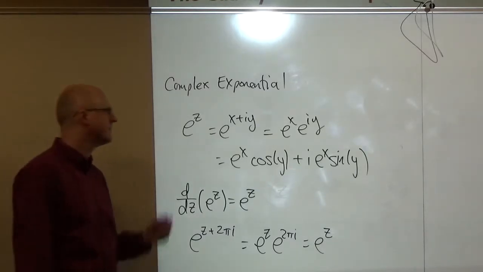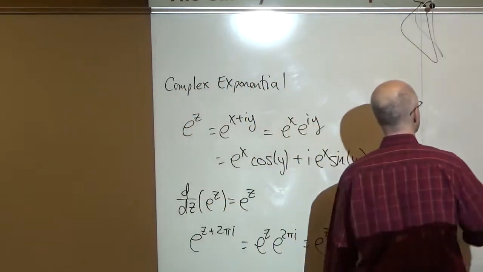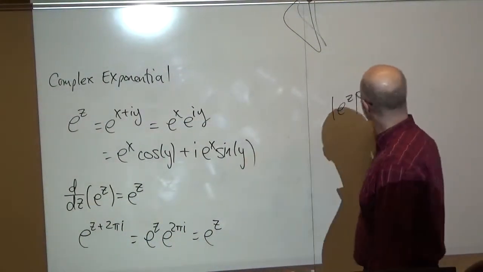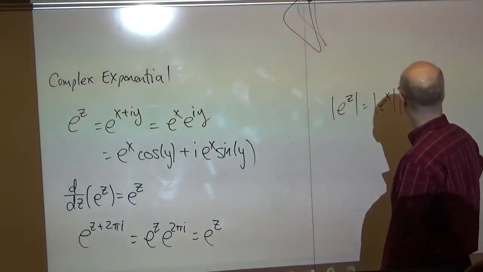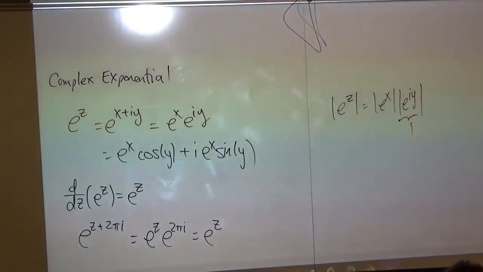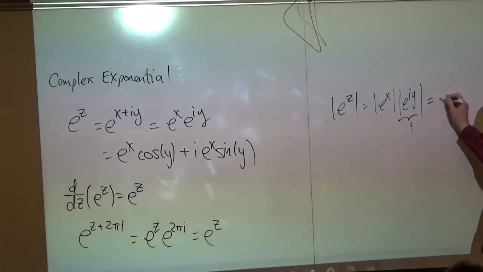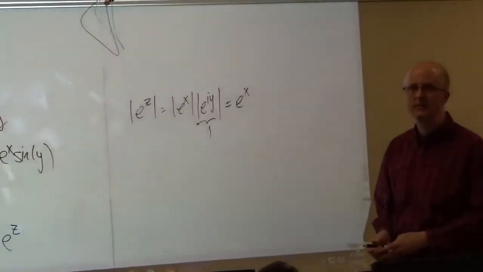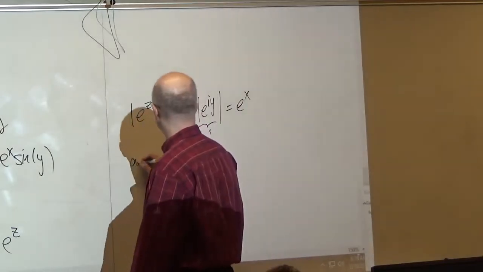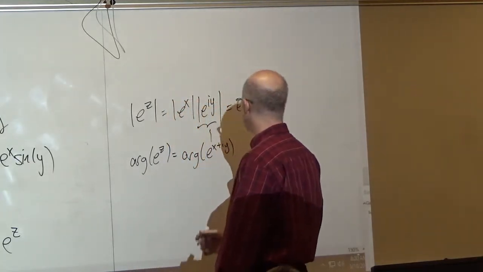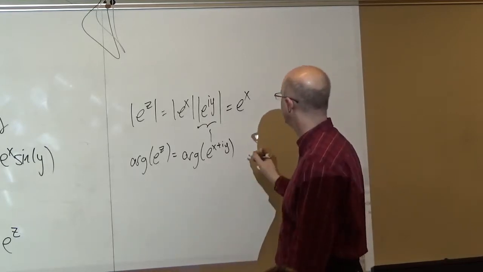What about its mapping properties? It's helpful to think in terms of polar coordinates here. The modulus of e to the z is the same as this. But this thing here is 1, right? That's always on the unit circle. E to the iy, where y is real, is always on the unit circle. And e to the x is always positive, where x is real. So this is the same as e to the x. The modulus of the output is always e to the x, e to the real part of the input. What about the argument? Well, it's y.